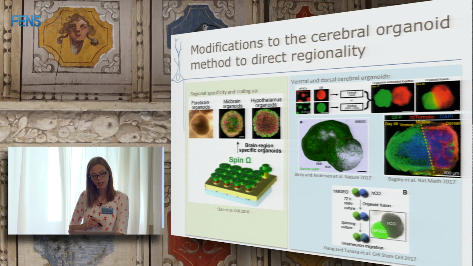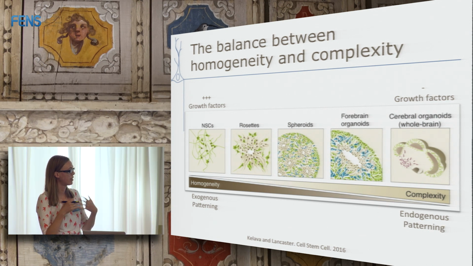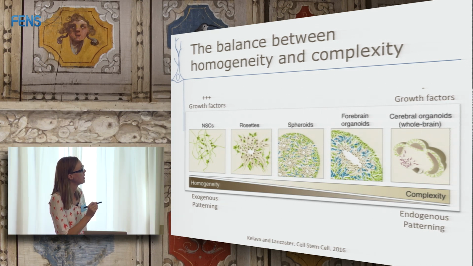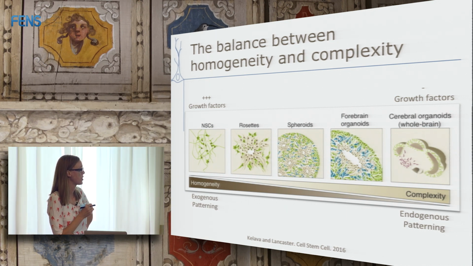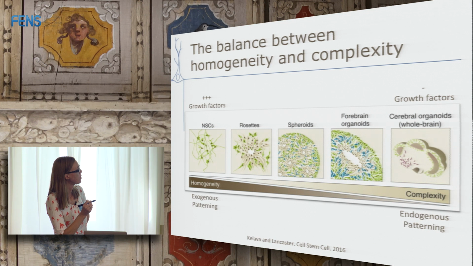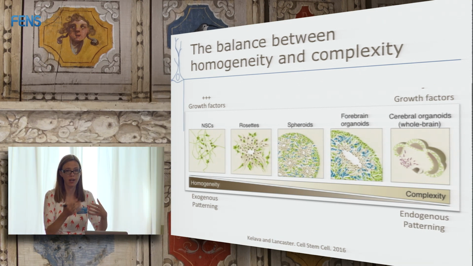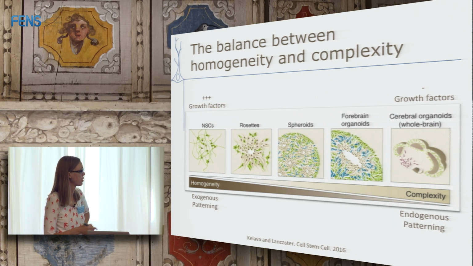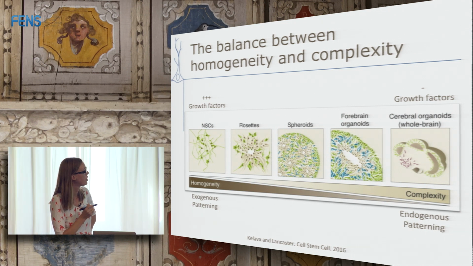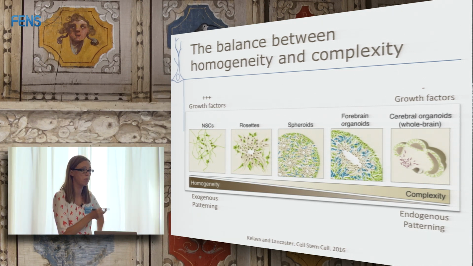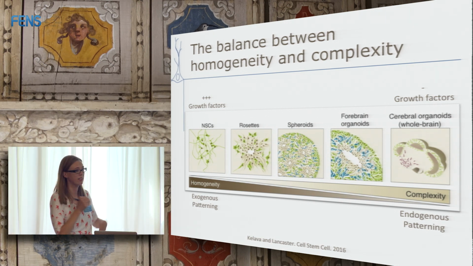But in looking at this approach, what occurred to me at least was that there's this balance between homogeneity and complexity. As you start adding more, I've just called them growth factors, but small molecules anyway, however you're affecting the signaling pathways, as you add more and more, you can imagine you get more and more pure. And so the purest in vitro system would just be clean neural stem cells.